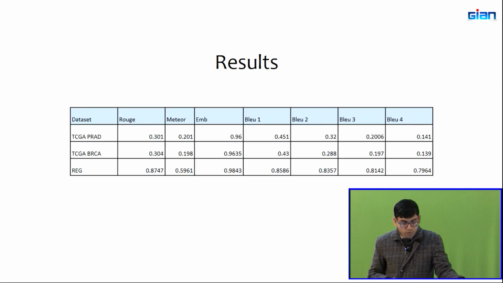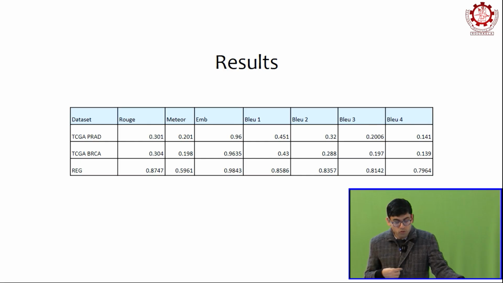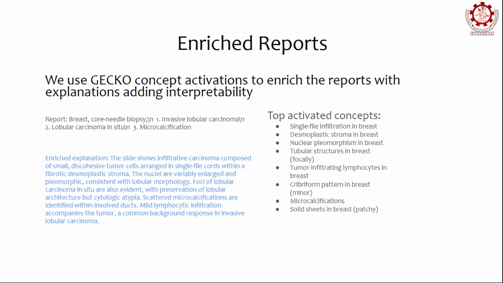So these were the different scores, Rouge, Meteor, similar to what we saw for radiology. We have similar scores for pathology as well, and these were the performance of our methods. Okay, now how can Gecko improve it?